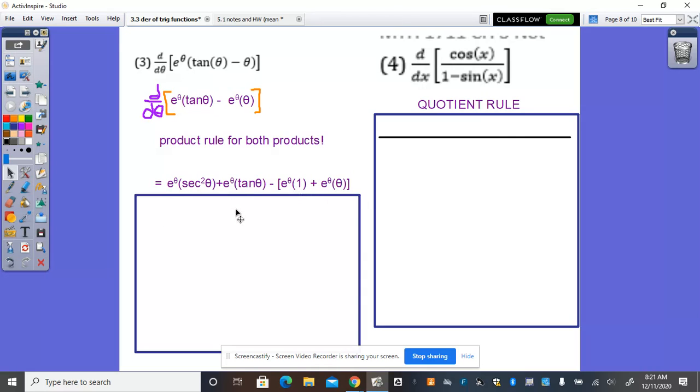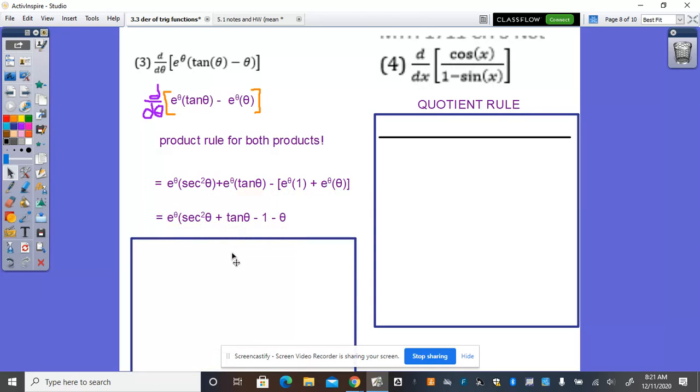Go ahead and maybe pause and write that down. But what I did was a product rule for both. And then I combined, if you notice, every single term has an e theta. So what you can do to make this look prettier at the end is pull the e theta out and then put all this in parentheses. I should have had a parenthesis right there. So that's number 3. Number 4, we're going to use the quotient rule.